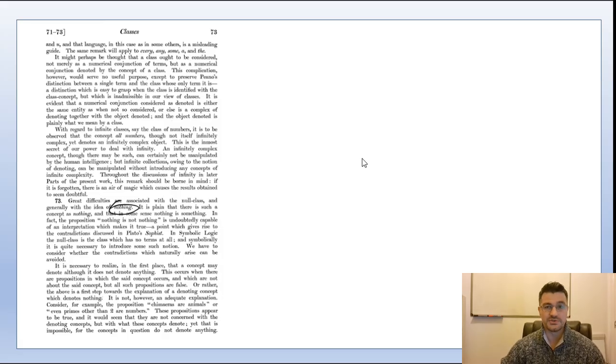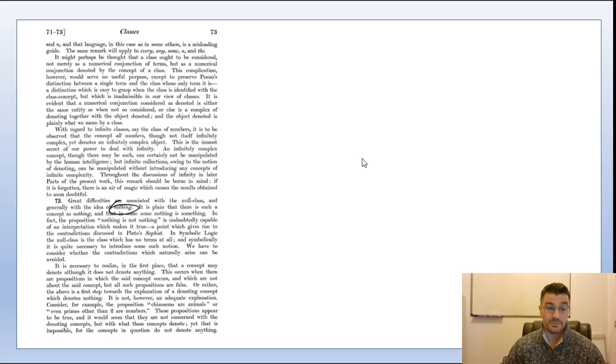So Russell uses this as an example in his On Denoting, 1905. The present King of France is bald. So this is not about the denoting concept, the present King of France. This is about the thing that is supposedly denoted by the denoting concept, the present King of France, but there is no such thing. There isn't any object that is denoted.